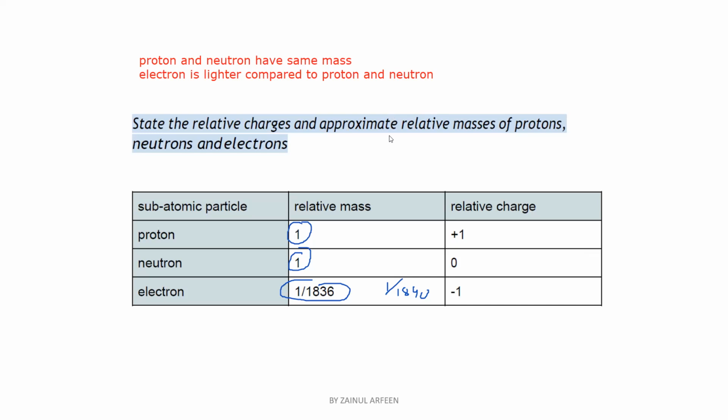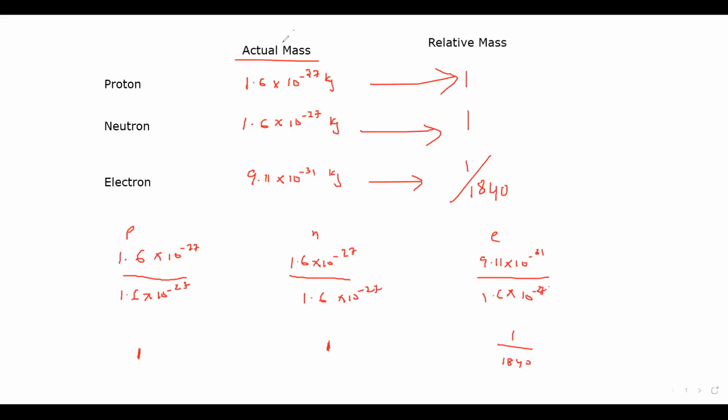So basically you have to learn or memorize. You don't have to learn the theory about this. The thing you have to learn is the values for relative mass. Even the actual mass, you don't have to memorize. For explanation, I use these actual masses. The mass of proton is 1.6 into 10 to the power minus 27. The mass of neutron is 1.6 into 10 to the power minus 27. And the mass of electron is 9.11 into 10 to the power minus 31.